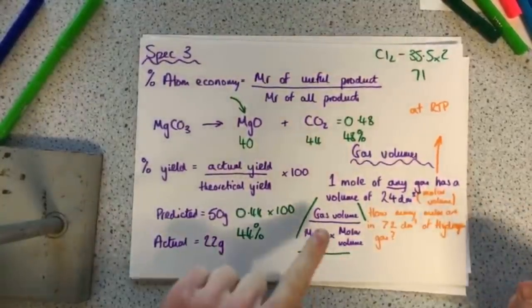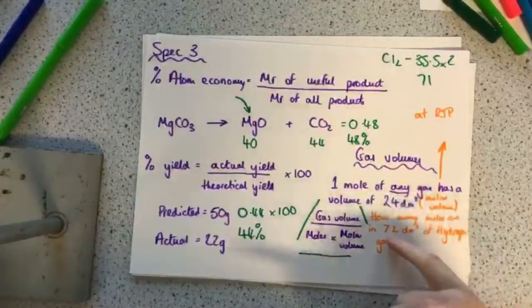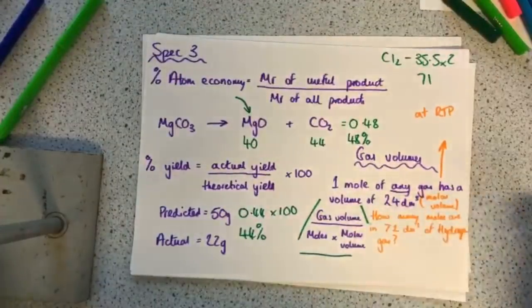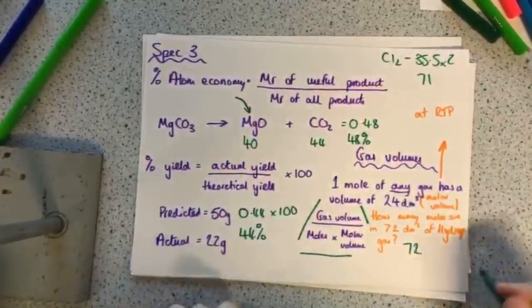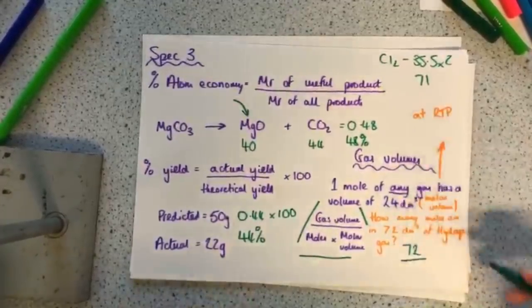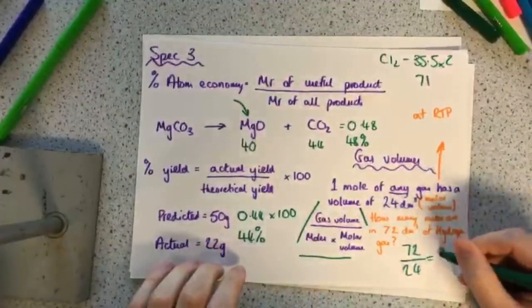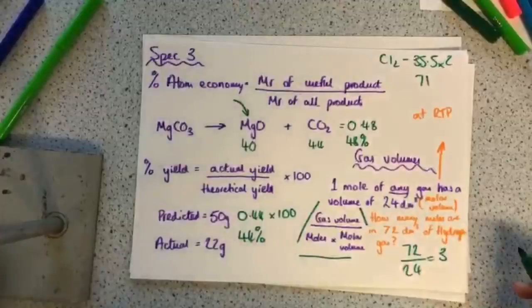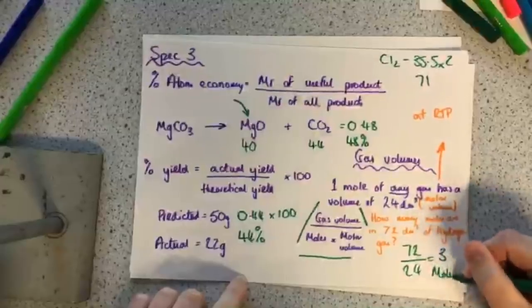So we can cover up the moles. And we're wanting to know how many moles there are of 72 decimeters cubed of hydrogen gas. So our gas volume, it tells us in the question, is 72. We know our molar volume, if we've remembered, is 24. So therefore, it will be 3. Pretty sure I've got the right answer. Divided by 24. Look at that magic. So that is going to be our moles.